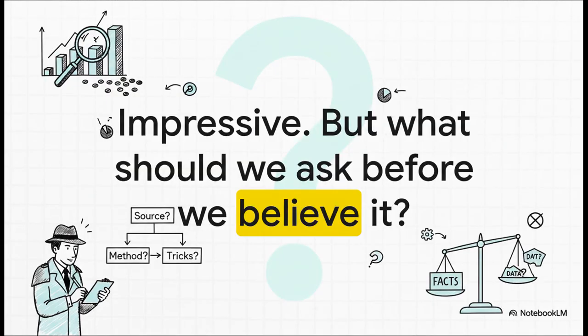But hold on. A good detective never takes things at face value. So what questions should we be asking here before we just believe this? To crack this case, we're going to look at 3 things. Who exactly are they talking about? How'd they even get these numbers? And what common tricks might they be using to make things look better than they are?